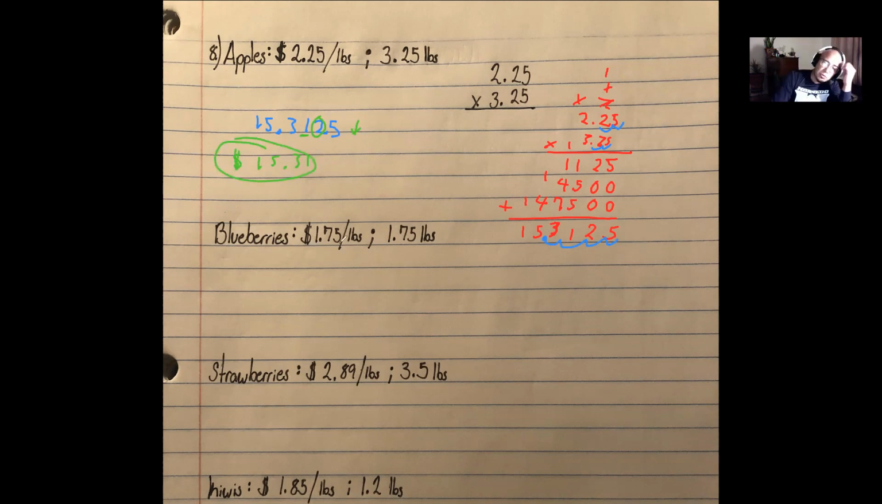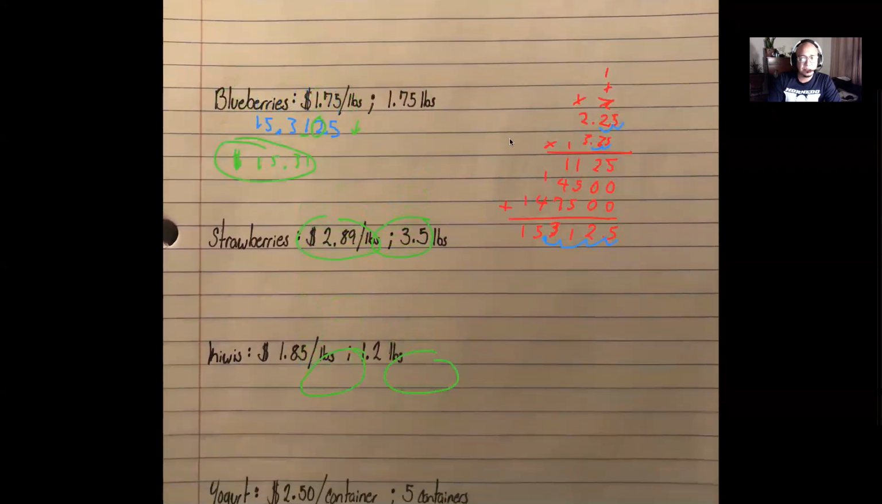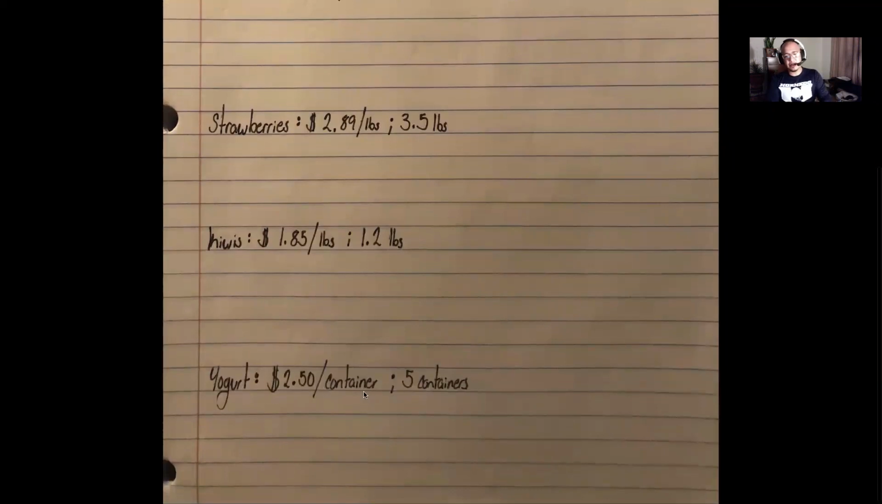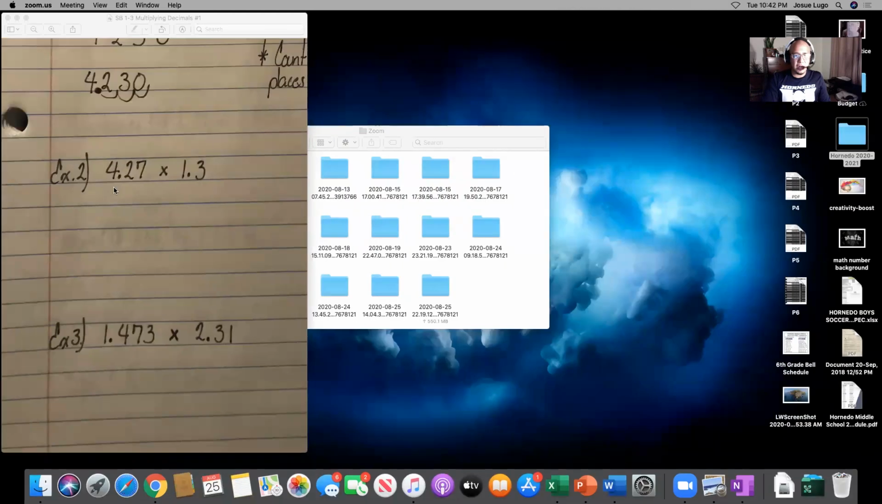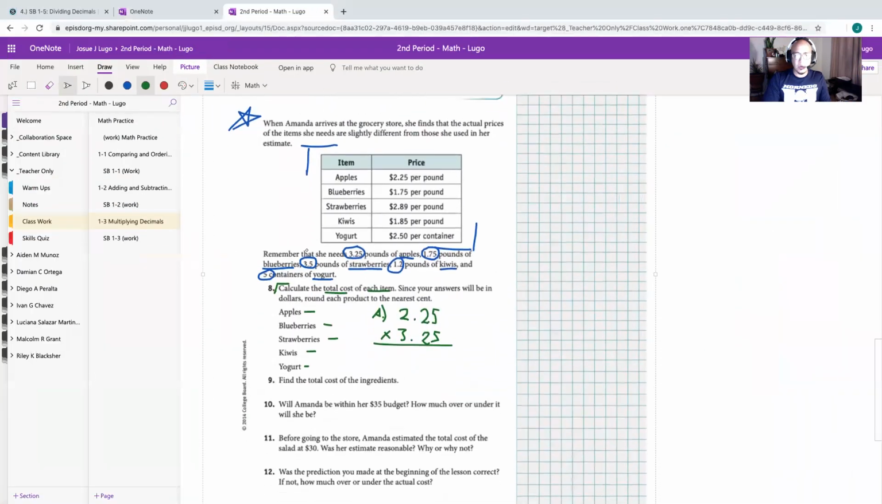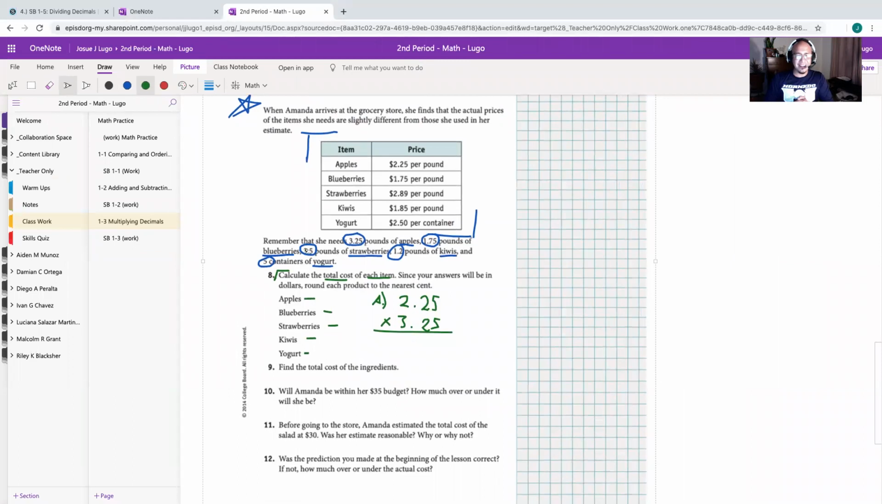You're going to do the same thing for blueberries. You're going to multiply the rate, which is $1.75 per pound, times the number of pounds. Strawberries, the price per pound times the number of pounds. Kiwis is the same thing. And for yogurt, it's going to be $2.50 per container, so $2.50 times the 5 containers that you need. That's the information that we find in our textbook. And so you can do that on your own. I'm not going to take away the opportunity for you to figure most of that out on your own.